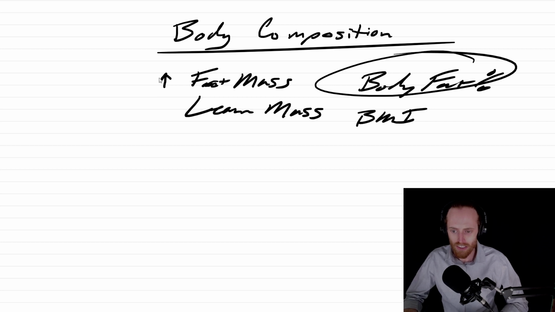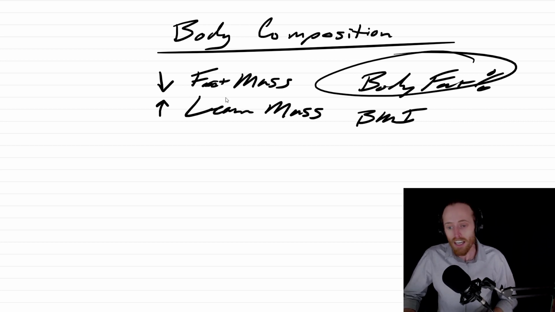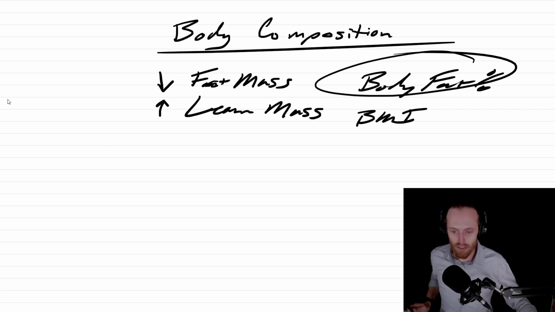And so we typically, let's turn this down. Well, not typically. It depends on the person. The average American tends to need to lose some fat mass. And we tend to need to gain some lean mass. So that's what we're going to learn today. How we can lose some fat mass, how we can build some lean mass.